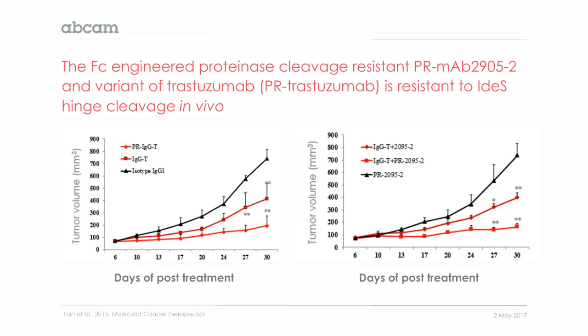On the right panel, this time we use the rescue antibody. The rescue antibody by itself has no efficacy, right? Because it does not engage the HER2 receptor. But if you give the intact trastuzumab with the rescue antibody, you can get 100% tumor inhibition. So actually, this is the first in vivo study where we know that the protease-cleavage-resistant form of the antibody can resist protease cleavage and give you 100% tumor inhibition efficacy. Also, the rescue approach can do the same.